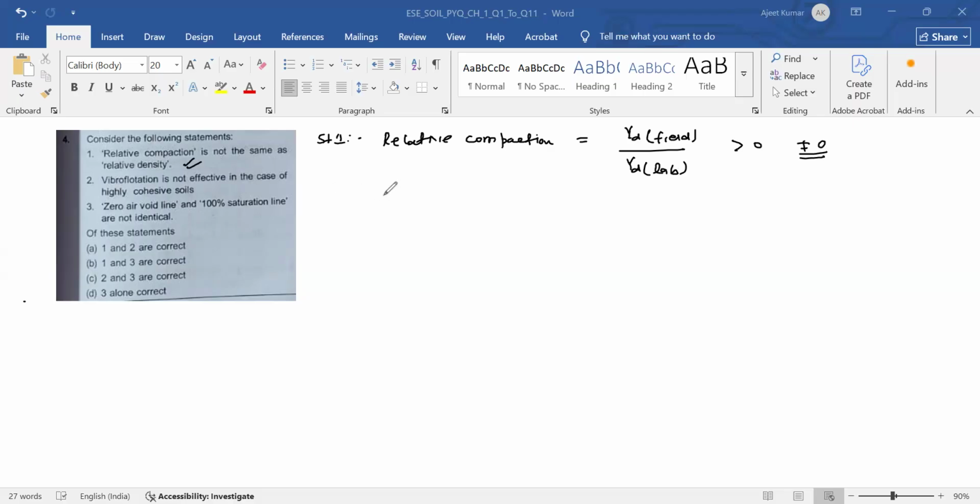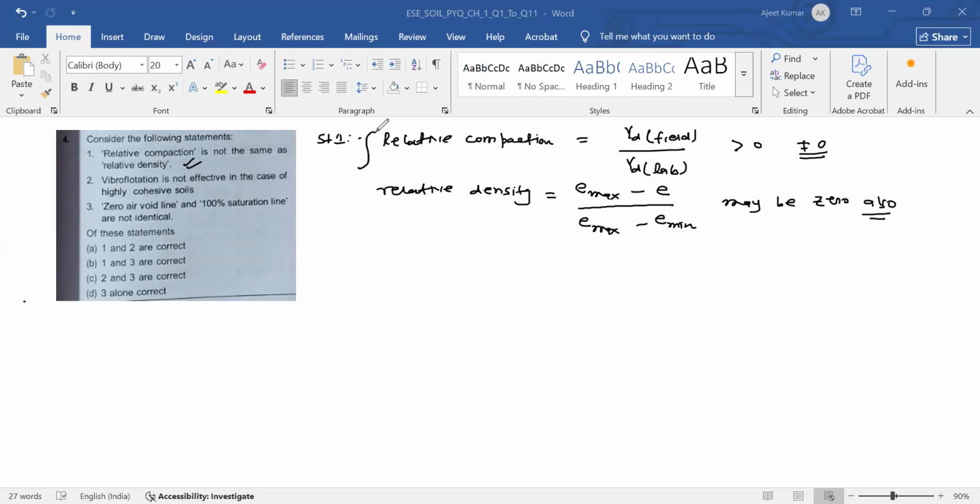But relative density is equal to maximum void ratio minus the void ratio in field, divided by maximum void ratio minus minimum void ratio, and it may be 0 also. So these two quantities are not the same. So statement 1 is true.